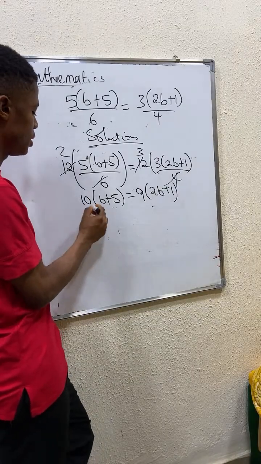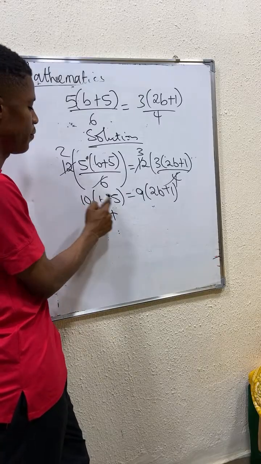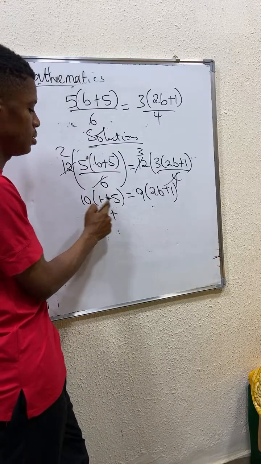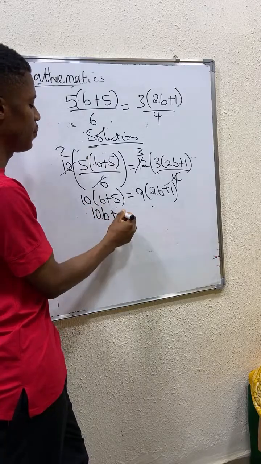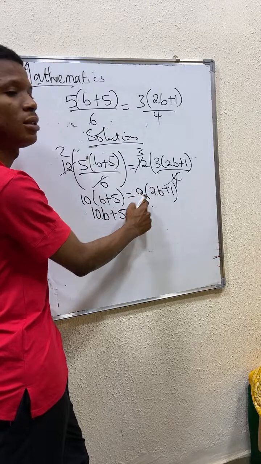10 times b is 10b. Good. Plus 5 times 10 is what? 5 times 10 is 50, and that equals what? What's 9 times 2b?